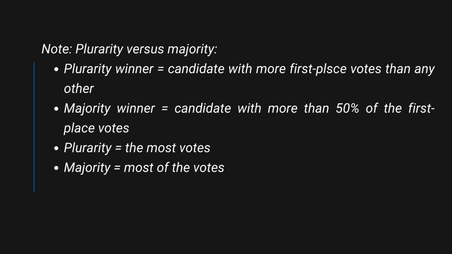Note, plurality versus majority. Plurality winner: the candidate with more first place votes than any other. Majority winner: the candidate with more than 50% of the first place votes. Plurality, the most votes; and majority, most of the votes.